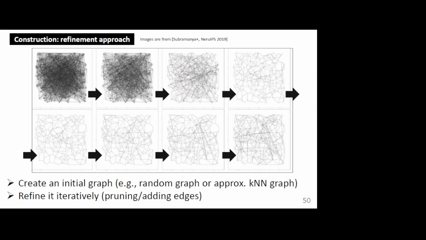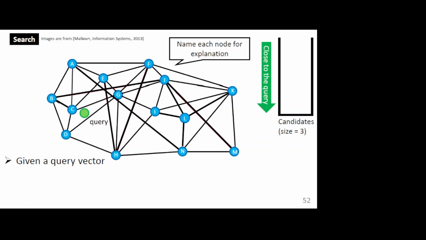Okay, so I skip this. And okay, the most important is the search. How to perform the search. Okay, so here, you see, I already have a graph, and each node represents a data point vector. Okay. So I give a query, a green point is our query. Alright, so from the graph you can see the nearest neighbor actually is point C, right?